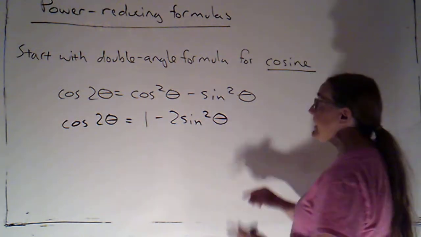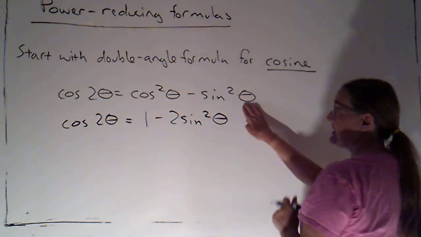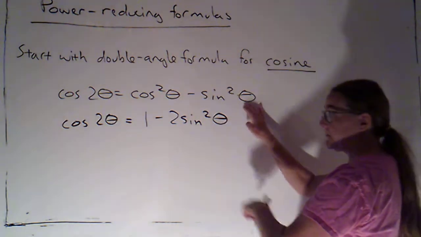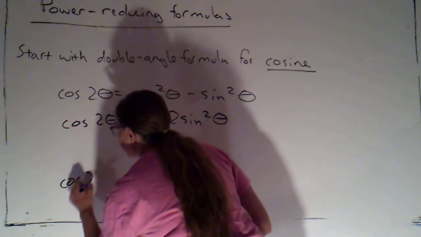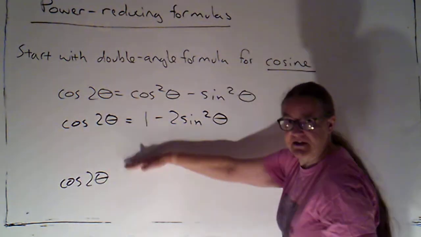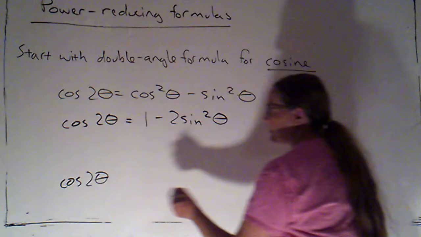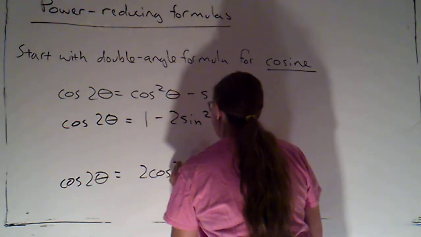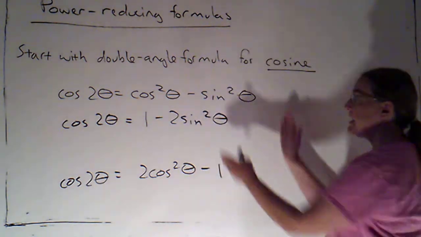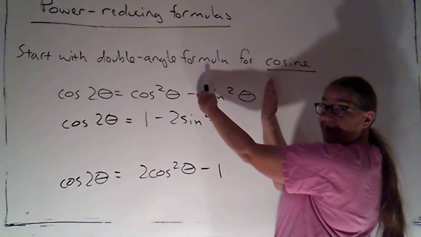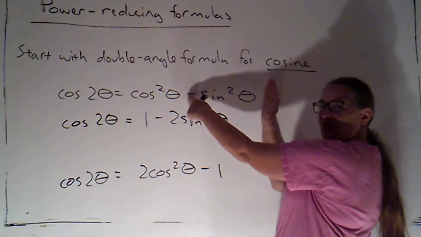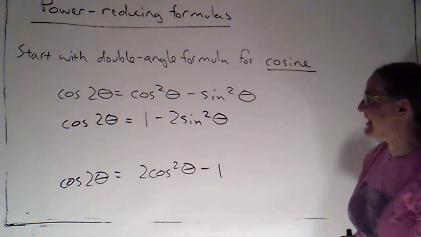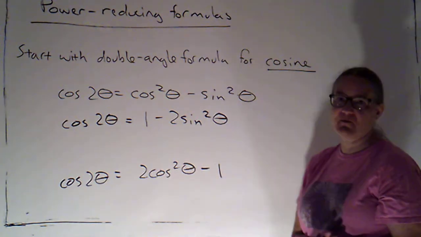Alternatively, I could have replaced the sine squared with 1 minus cosine squared. If I do that, I get my third version. Cosine of 2 theta would be 2 cosine squared theta minus 1. Because if I replace sine squared with 1 minus cosine squared, I'm going to have to distribute that negative to the minus cosine squared, and it gives me a second positive copy of cosine squared.